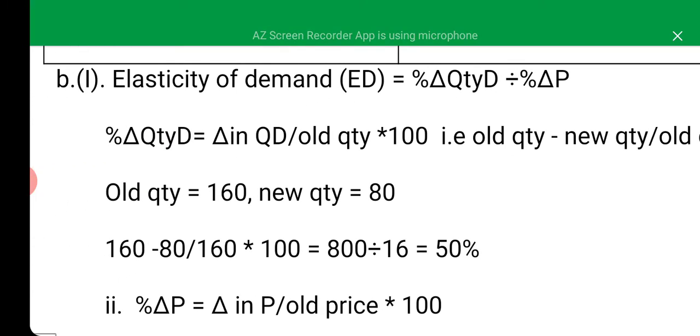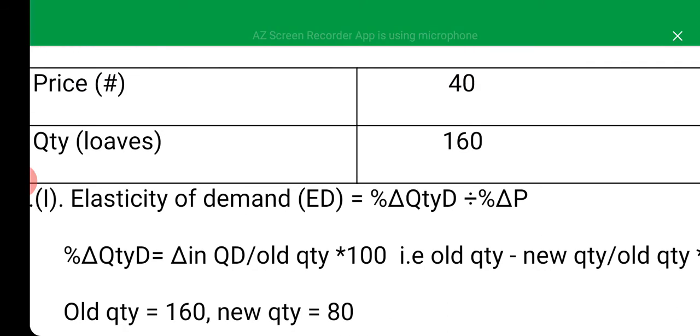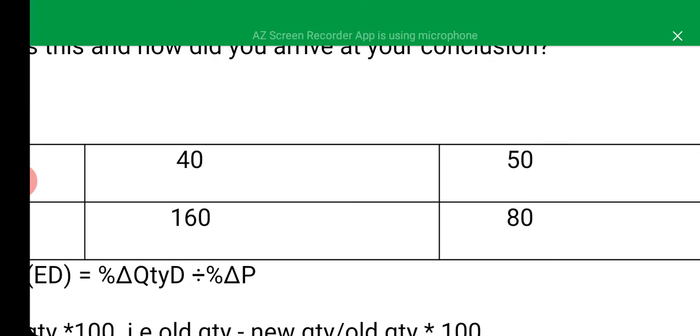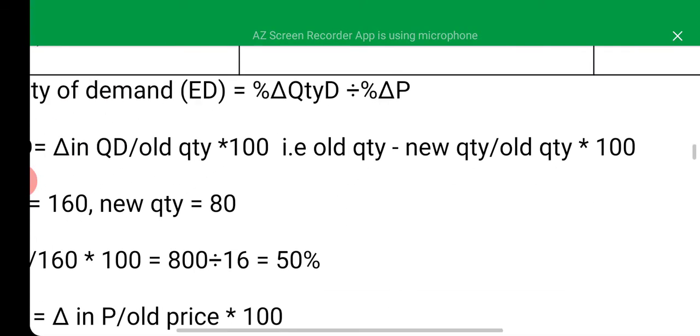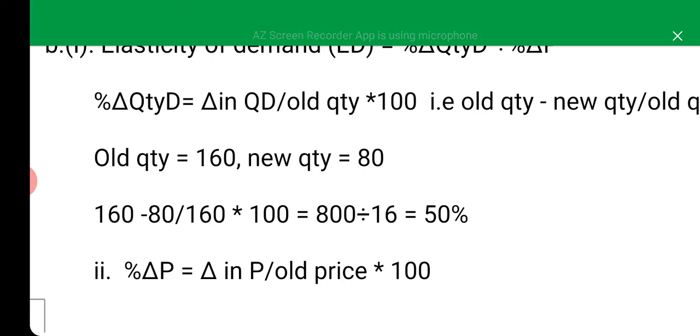So in this example now, let's go back to the table. Old quantity is 160. That is when the price is cheaper at the rate of 40 naira. When the price increases to 50 naira, new quantity demanded now is 80. So old quantity 160, new quantity 80. So change in quantity demanded now will be 160 minus 80 all over 160 multiplied by 100.